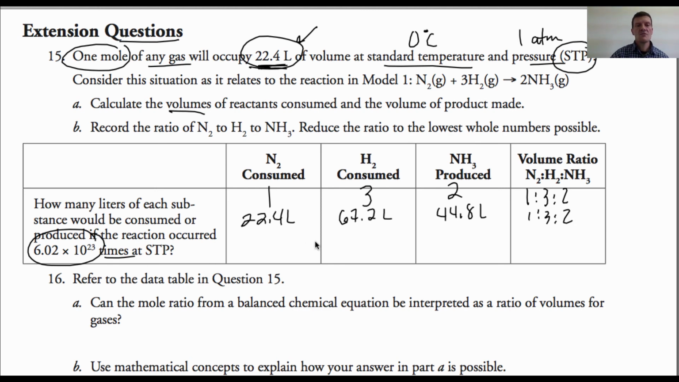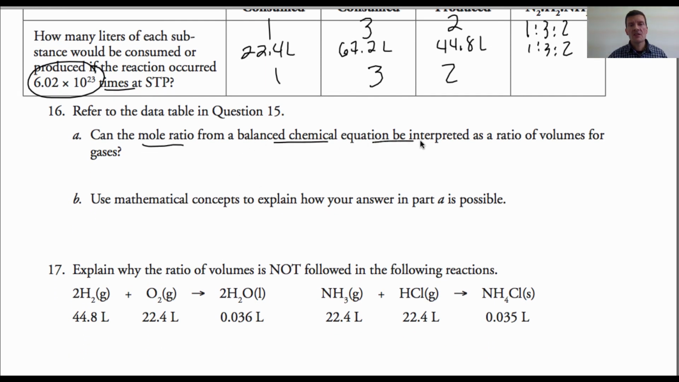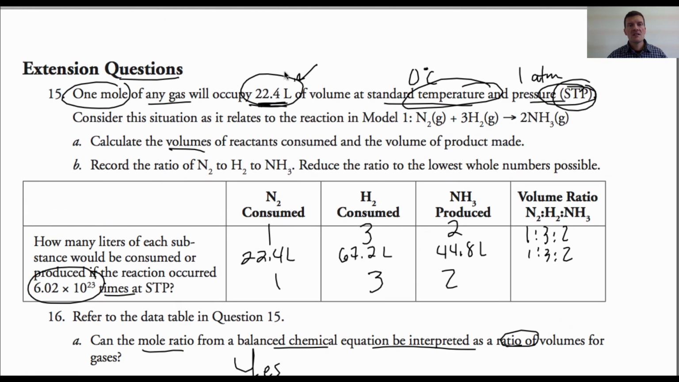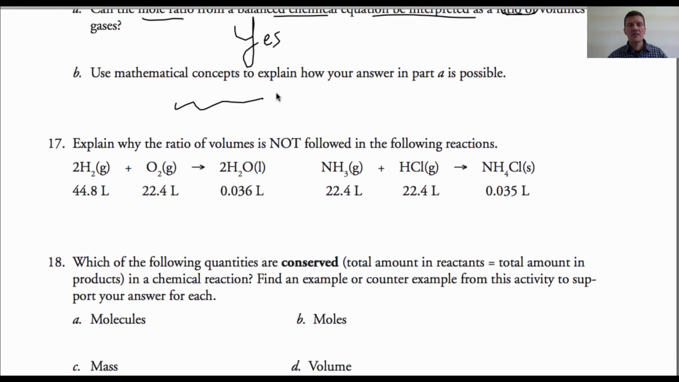So volume or number of moles can be interchangeable when you're talking about gases. This is only for gases, as long as you're at the same temperature and pressure for all of the gases in the reaction. So it is always going to be a 1 to 3 to 2 ratio. All right. Can the mole ratio from a balanced equation be interpreted as ratio volumes for gases? Yes, it can, because of that condition. A mole of any gas is always going to occupy the same volume. And I just explained that in words right there.